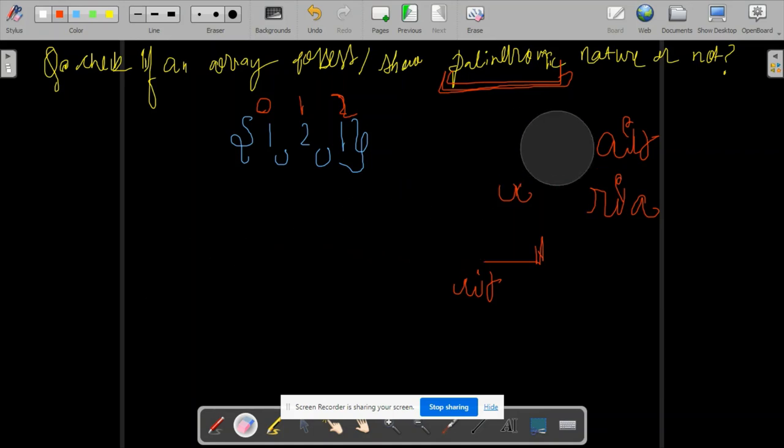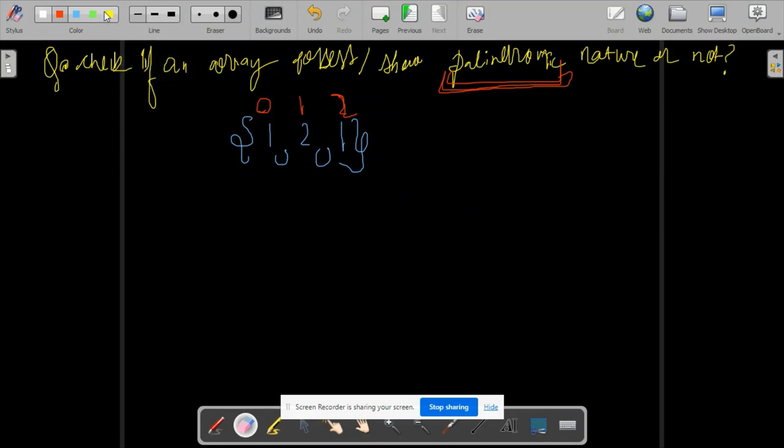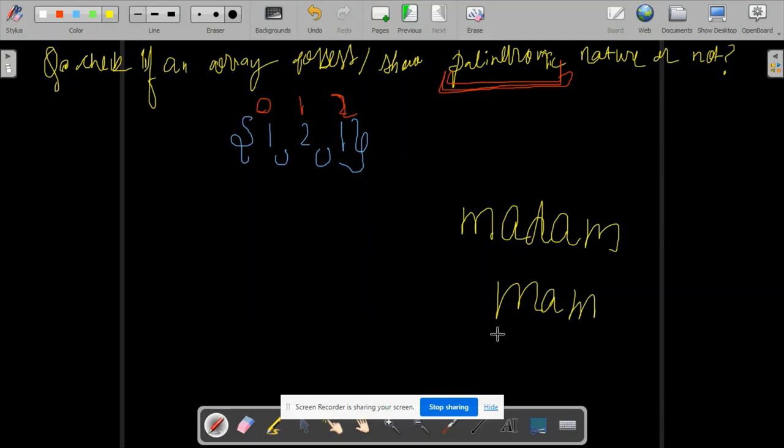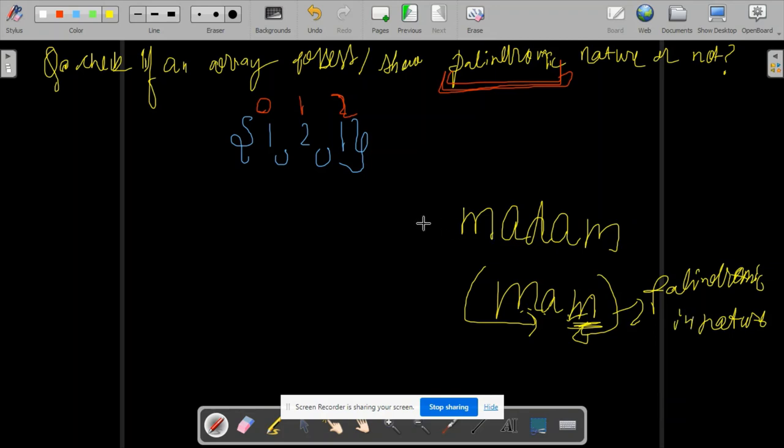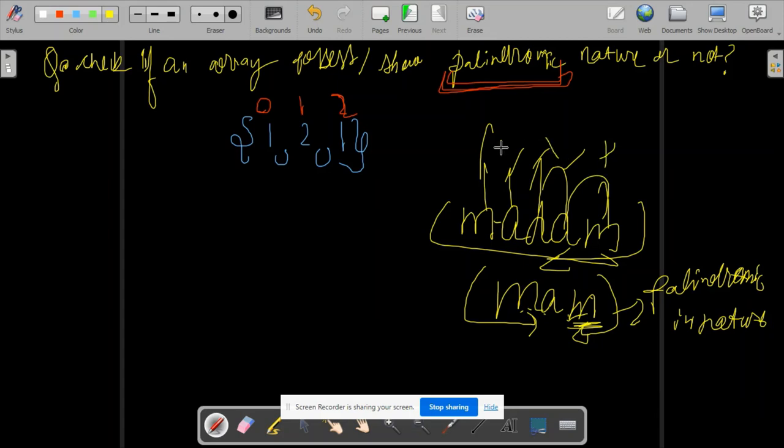Let us take some example which is sounding the same. Suppose madam, or ma'am. When you're reading it from here, it is M-A-M, ma'am. And when you're reading it from back, it is the same, M-A-M. It means it is palindromic in nature. And when you pronounce this, it is madam, M-A-D-A-M. And when you read it from back, it sounds the same, M-A-D-A-M from front, M-A-D-A-M from back.